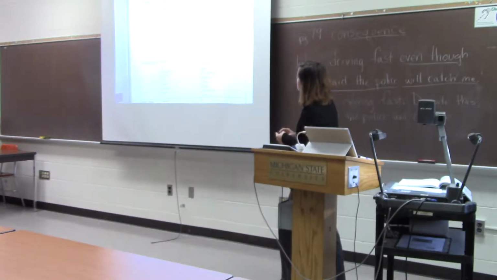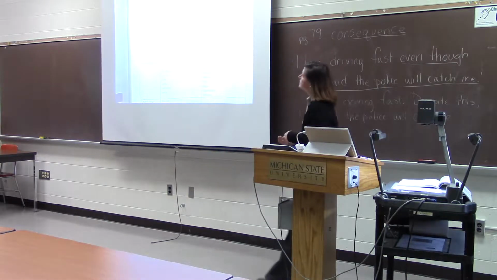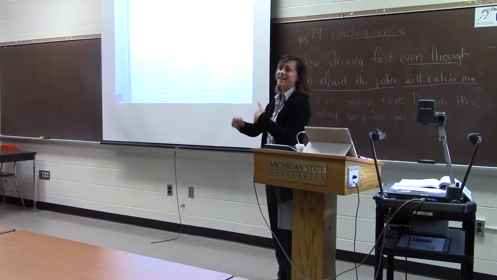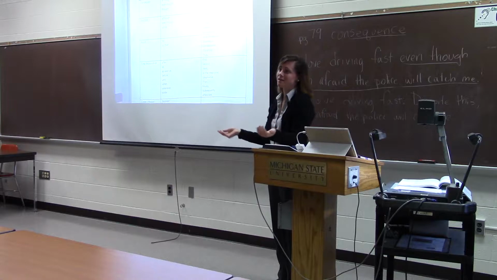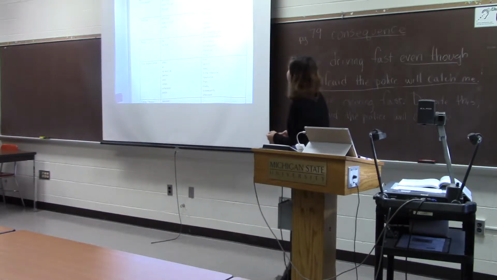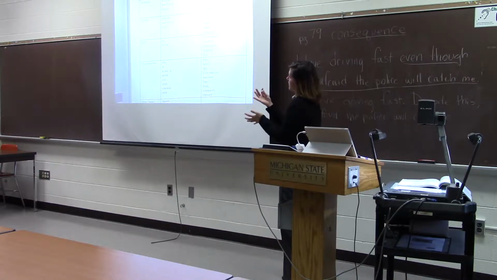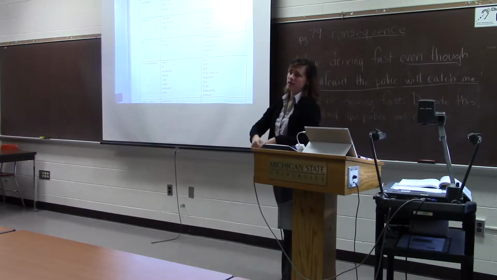So if you wanted to use it in a sentence, you could say, I drove 20 miles over the speed limit yesterday. Consequently, I got a ticket and I have to miss class to go to court, or whatever the case is. Hopefully that won't really happen to you. So generally it's somewhat negative, but it doesn't have to be. So it could be, I entered the lottery, consequently I won $1 million.